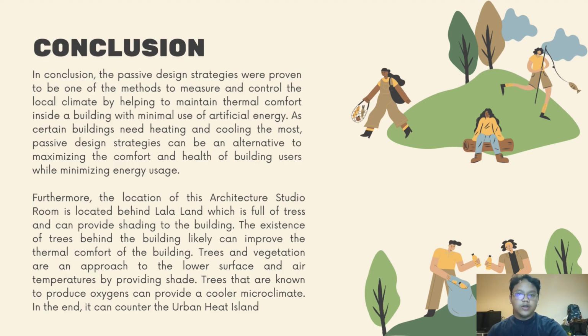Furthermore, this architecture studio room is located behind La La Land, which is full of trees and can provide shading to the building. The existence of the trees behind the building likely can improve the thermal comfort of the building. Trees and vegetation are an approach to lower surface and air temperatures, produce oxygen, and also provide a cooler microclimate. In the end, it can also counter the urban heat island.